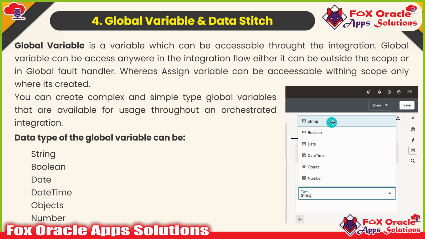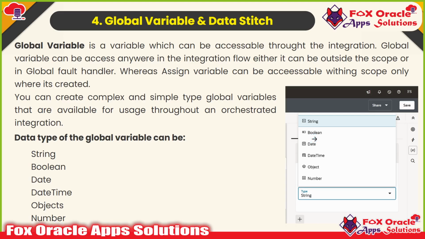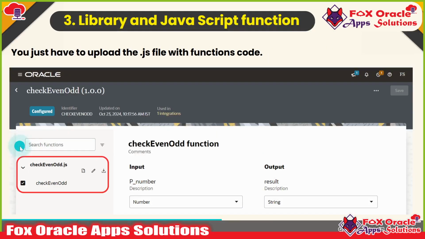The data types are string, boolean, date time, number, and the most common and most important one, specifically where we use global variables, is object. When you select the object data type for a global variable, it will ask you to provide the sample type or the node. Whatever node you provide, that variable will store all the components or attributes of it.